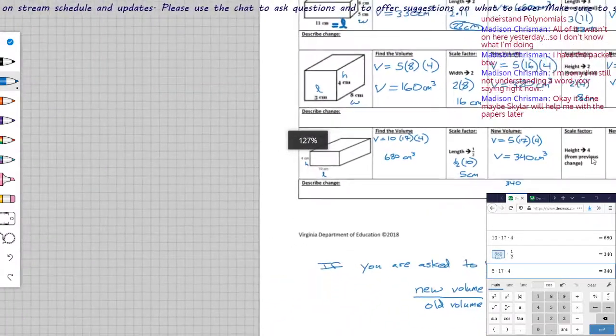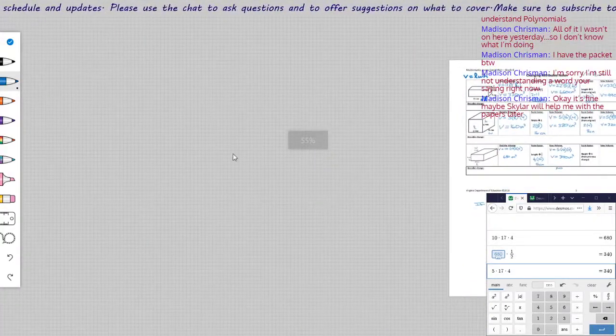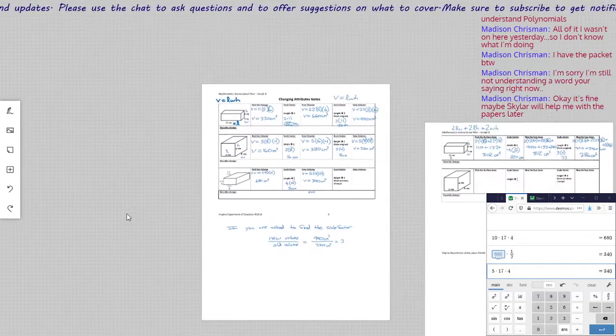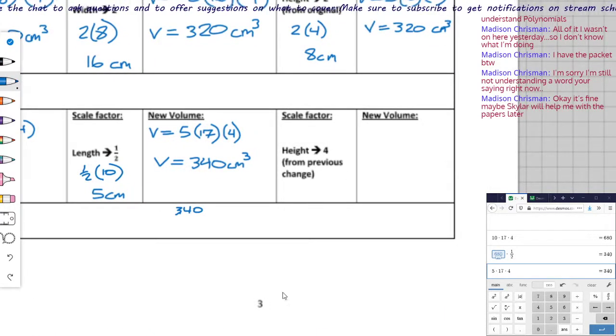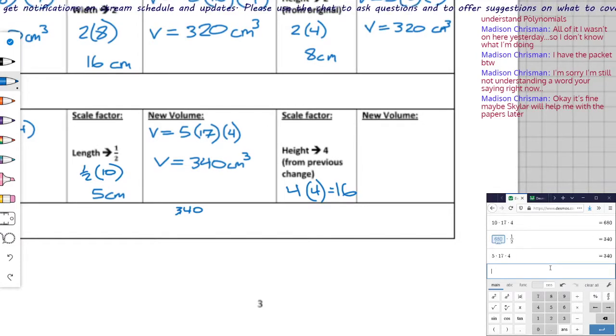Scroll out real quick. Alright, last one. This wants us to keep the length change and then increase the height by a factor of 4. So the height was 4. And they want us to increase, so multiply by a scale factor of 4, which gives us 16 as our new height. Now, if we were to take our original, this volume that we just found, and they want to then increase it by 4.